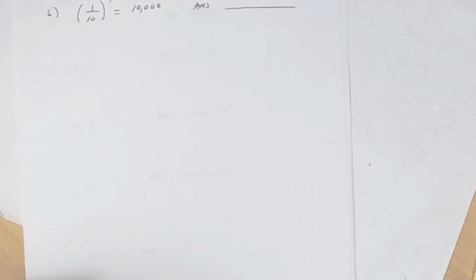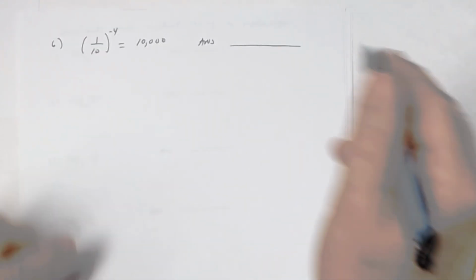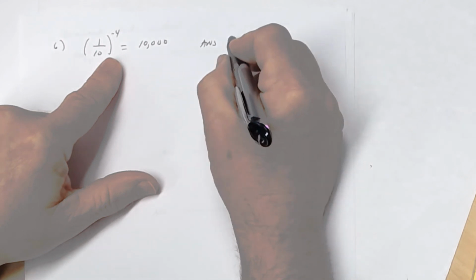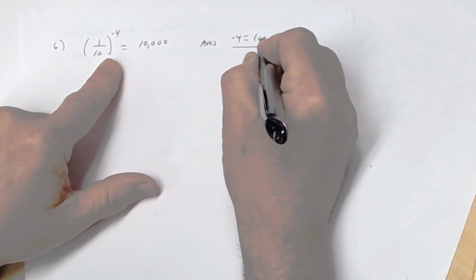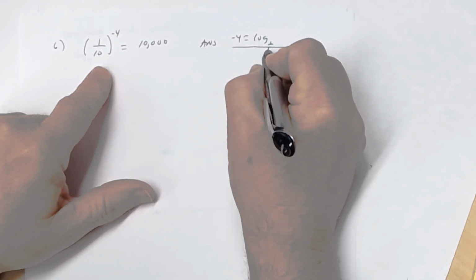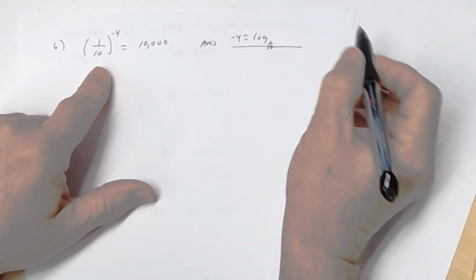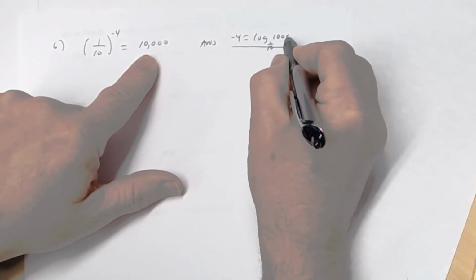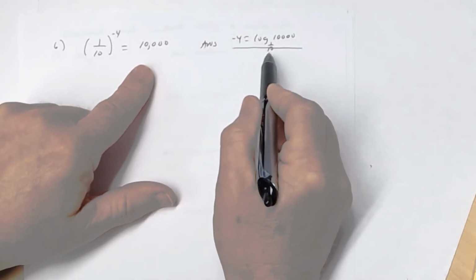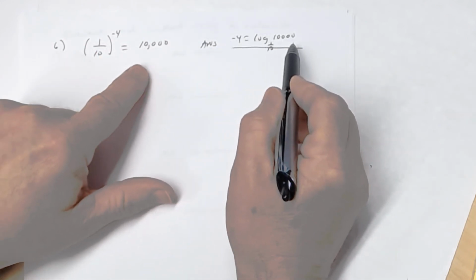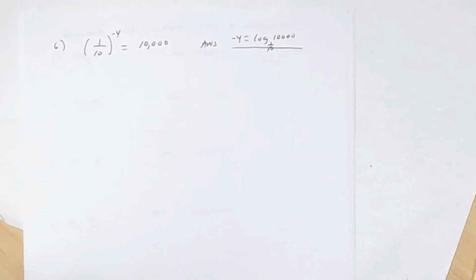All right, let's look at number six. Very simple, not difficult at all. What's your exponent? You can easily see the exponent here. It's negative 4 equal log. Your base is 1/10. So just write 1/10, just like this. And then the argument is going to be 10,000. And you can always check yourself by going backwards. 1/10 raised to negative 4 equals the argument, which is 10,000.